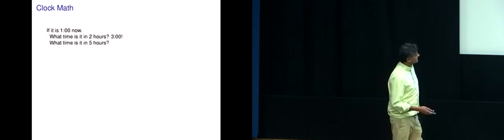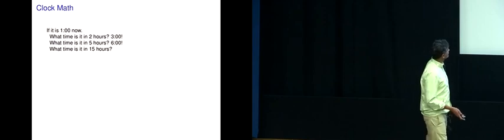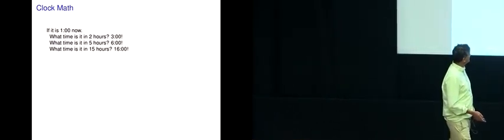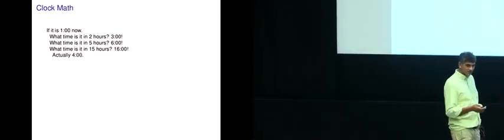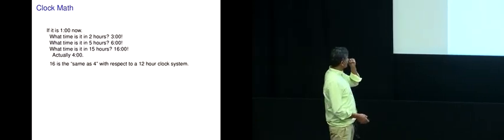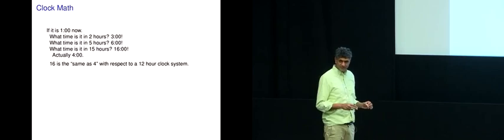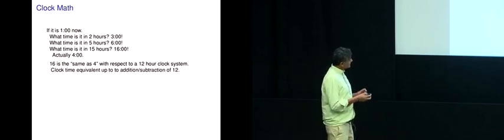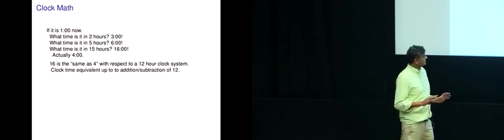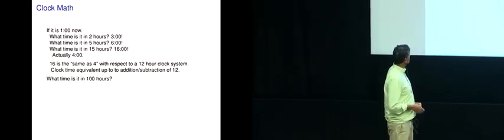Okay. What time is it in 5 hours? 6. What time is it in 15 hours? Or 4. Right? Here in this country, it's 4. So usually, 16 is the same as 4 with respect to the 12-hour clock system. Right? Clock time is equivalent up to addition and subtraction of 12. That's this notion of clock math, right?